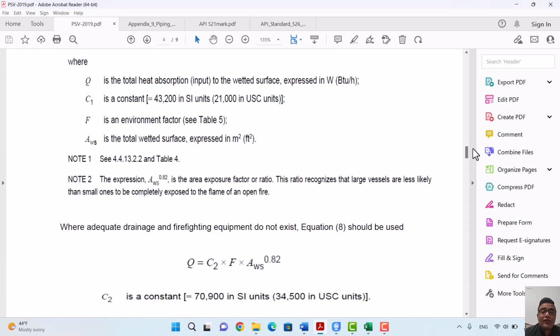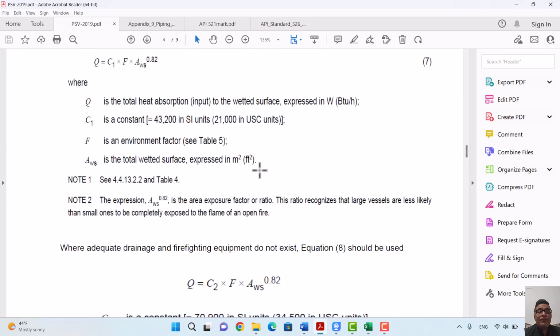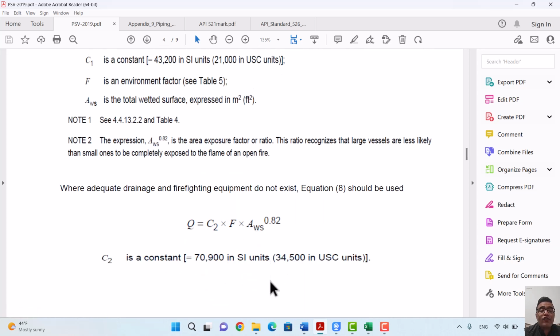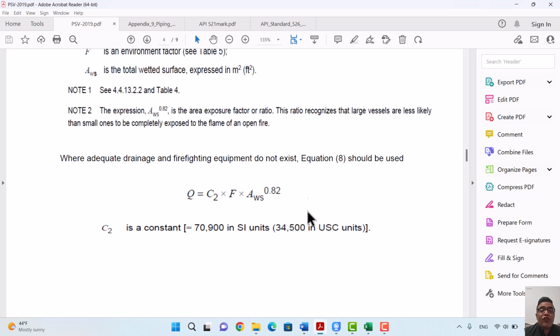So as I said, in API, two equations are dedicated to wetted surface scenarios. If we have adequate drainage, we can use these equations. If adequate drainage is not provided on the site, then we have to follow these equations. Of course, we follow these equations because in the design basis it is more conservative and we want to be more on the safe side.